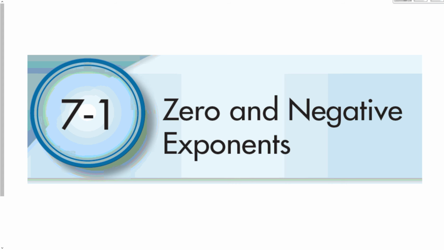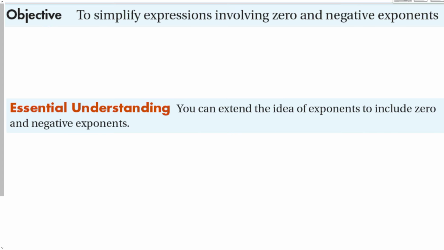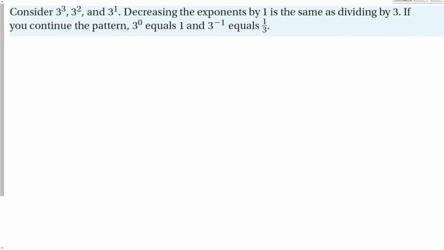7-1, 0 and negative exponents. So our objective for this section is to simplify expressions involving 0 and negative exponents. Our essential understanding is that we can extend the idea of exponents to include 0 and negative exponents. And what that means is we are going to think about how exponents work.